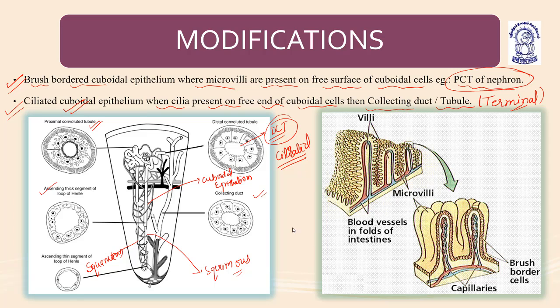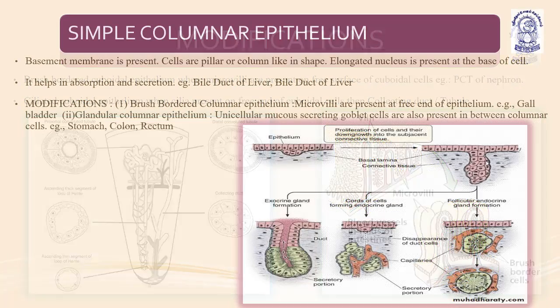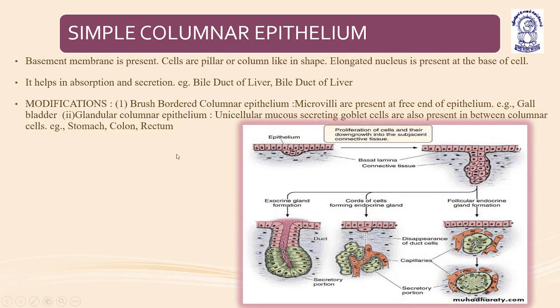Okay, now it's clear. Now these are microvilli, which have blood vessels in the folds of the intestines for the absorption of food. Now coming to the next, simple columnar epithelium. In simple columnar epithelium, cells are pillar-like in shape, tall and slender. Basement membrane is present. Nucleus is elongated and present at the base of the cell.